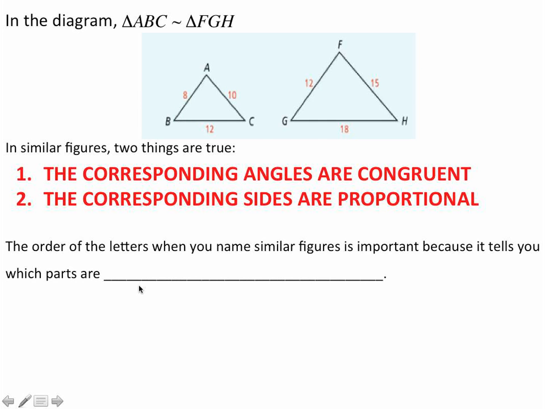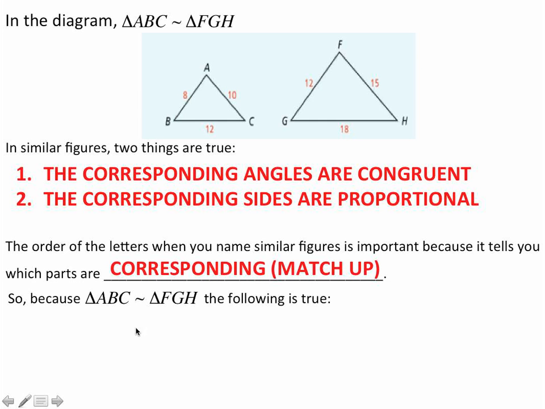All right. The order of the letters is important because it tells you which parts are corresponding, or which parts match up. So if you were to look at ABC is similar to FGH, well, that means that angle A, the first letter here, matches the first letter here. So angle A is the same exact size. That's congruent. That symbol right there is called congruent. It means the same size as angle F. Angle B, second position, is congruent to the second position here, G. And then C is congruent to H. Third position here, third position here. So the angles are congruent.